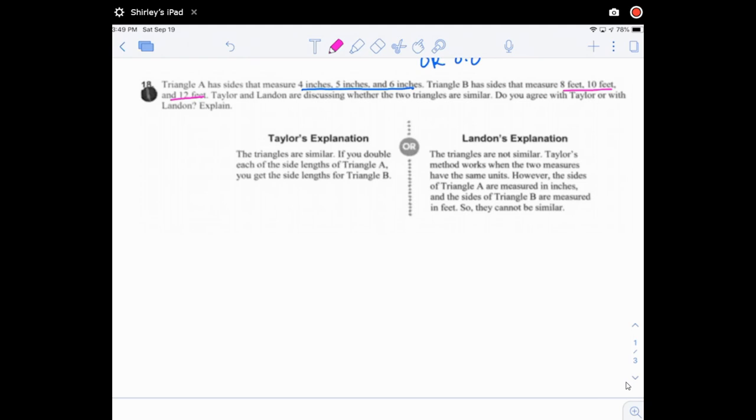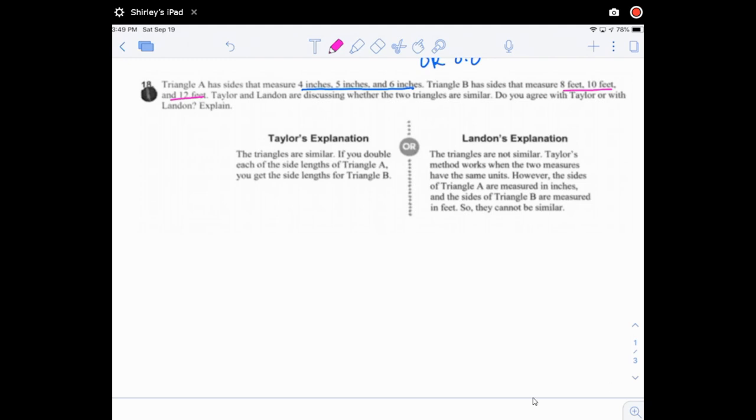Taylor says they are similar. If you double each of the side lengths of triangle A, you get the side lengths of triangle B. Landon says they are not similar. Taylor's method works when the two measures have the same units. However, the sides of triangle A are measured in inches and the sides of triangle B are measured in feet. So they cannot be similar.